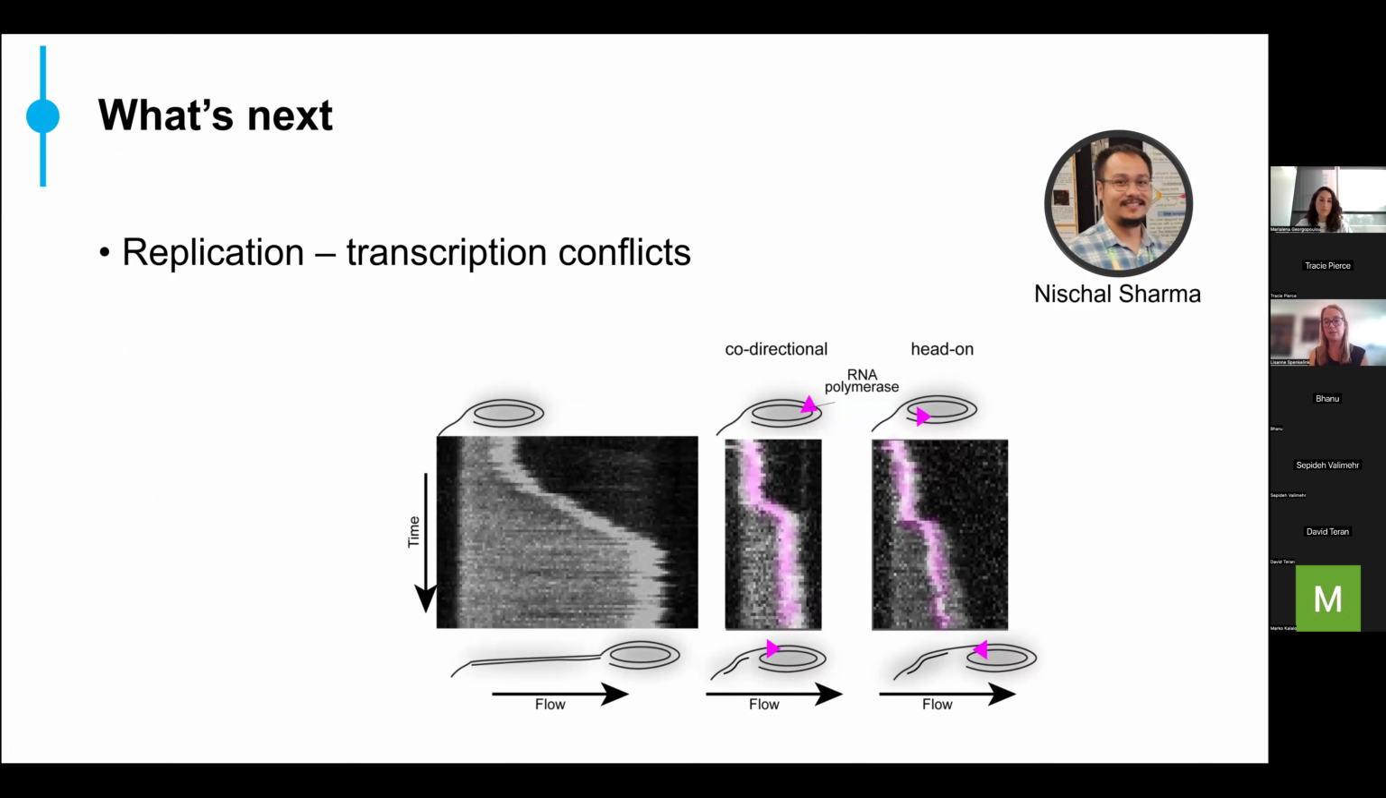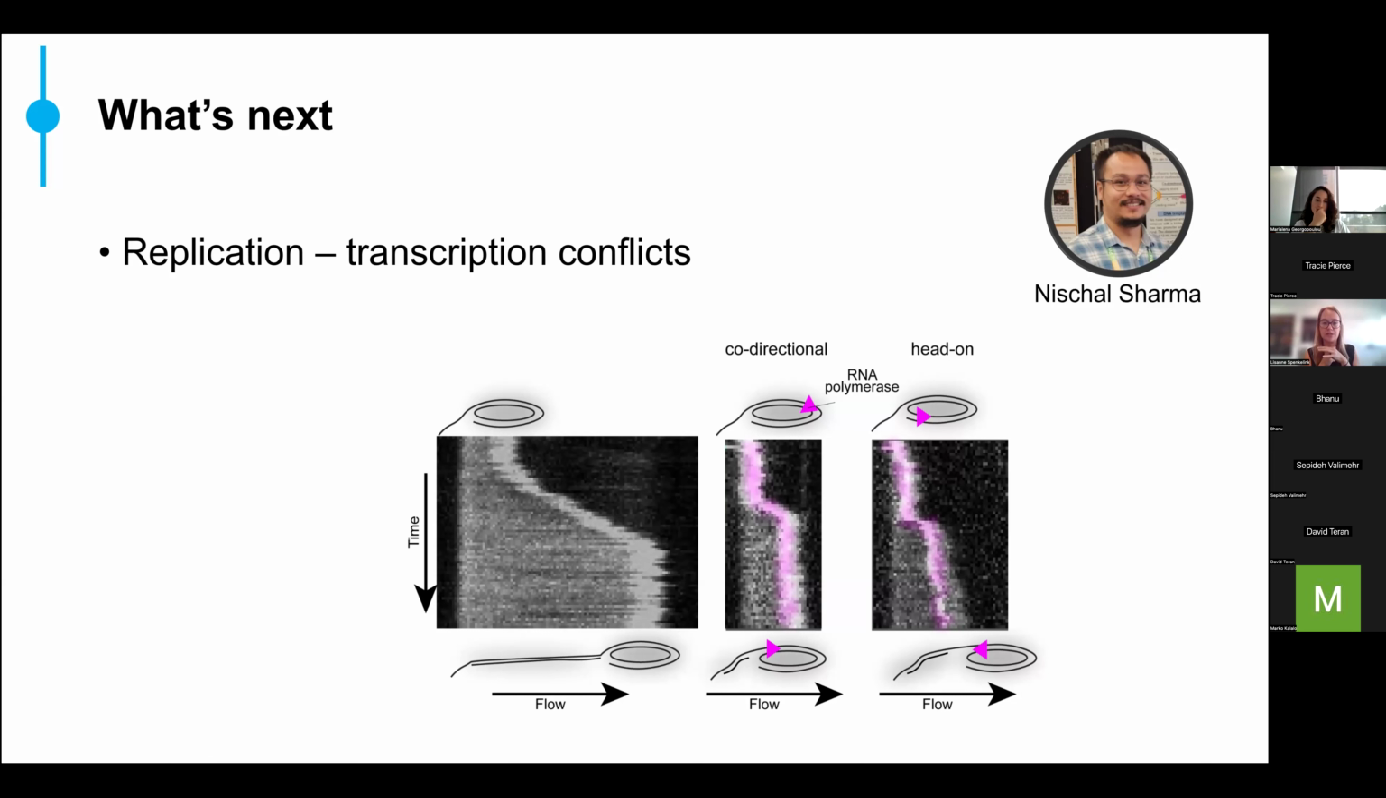A PhD student in the lab, Michelle Sharma, is looking into replication-transcription conflicts. He has set up an assay that, as far as I know, for the first time allows us to study replication-transcription conflicts in real time using fully reconstituted systems. We have the reconstituted replisome and purified RNA polymerases, and we see the two active complexes hitting each other and inhibiting each other.